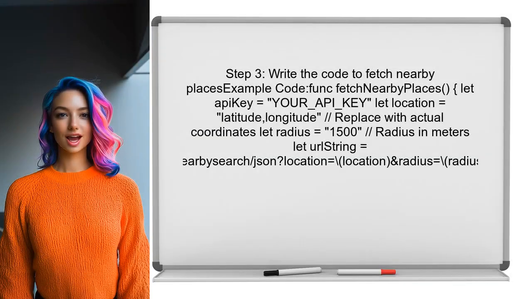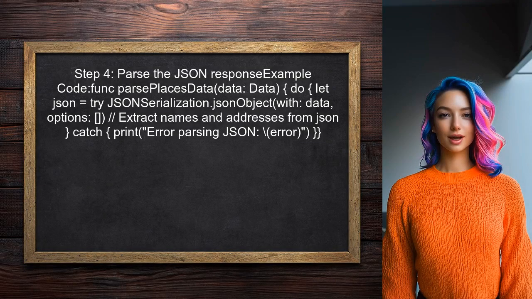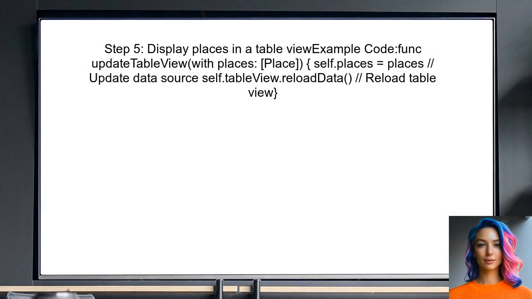Now, the user can write the code to fetch nearby places. They should create a function that constructs the request URL using their API key and the user's current location. After fetching the data, the user should parse the JSON response to extract the relevant information about the places. This includes the name and address of each location. Finally, the user can display the list of nearby places in a table view. They should update the table view's data source with the parsed information and reload the table view.